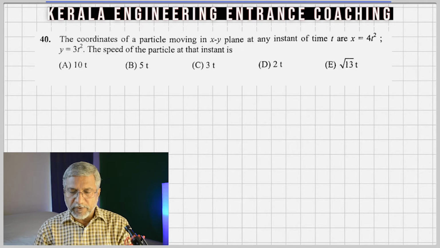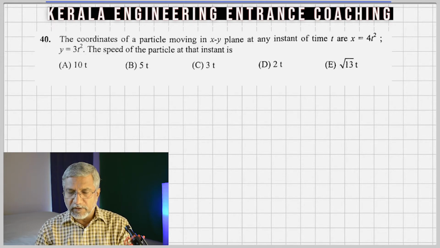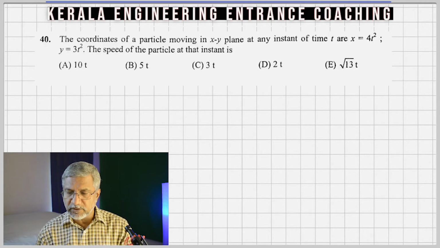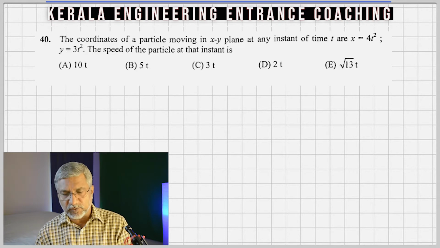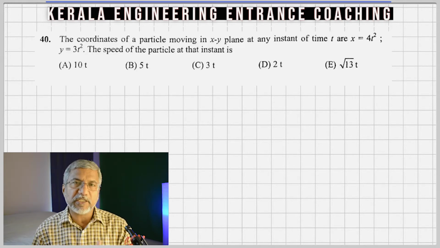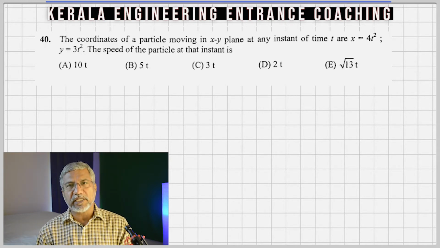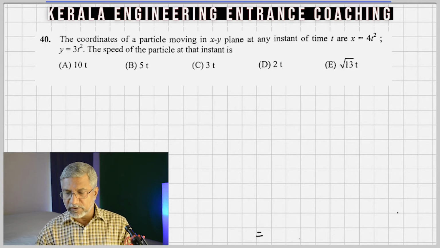Here's the next one. The coordinates of a particle moving in the xy plane at any instant of time t. So there is a particle moving in an xy plane, that is two-dimensional motion. At t, x is 4t squared, y is 3t squared. Find the speed of the particle at that instant. How do you find speed from the position coordinates? You have to take the derivative of the function with time. So that's what we're going to do here.